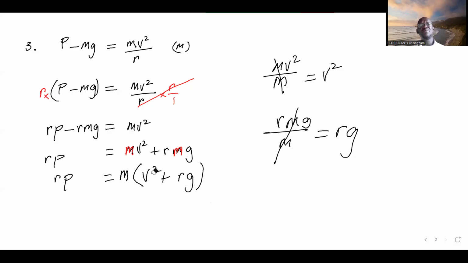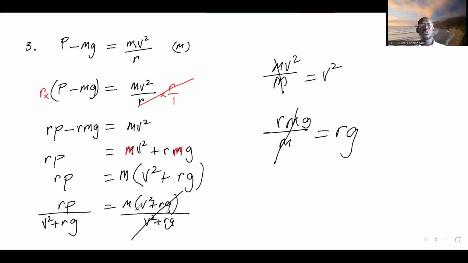Now, m times v squared plus rg. I'm finding for m, so I have to divide throughout by v squared plus rg. So that is what I'm going to divide by on both sides. So divide this side by v squared plus rg, and of course it's going to cancel out, and I'm going to divide this by v squared plus rg. So m, I'm just right. I don't like this. I would like people to write vertically.